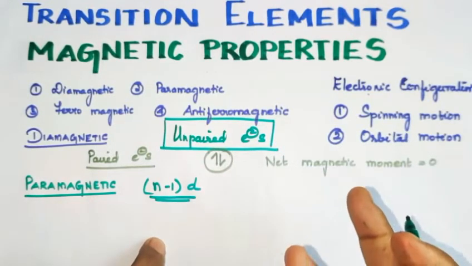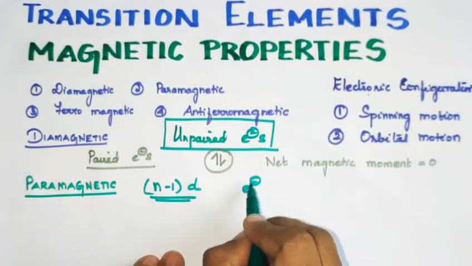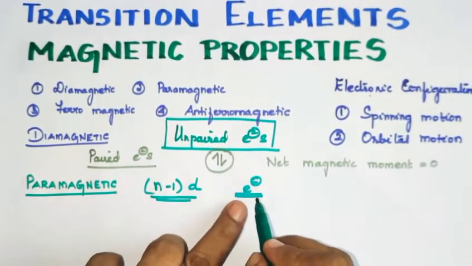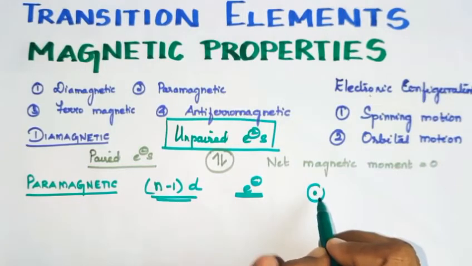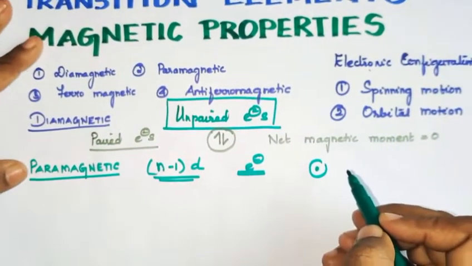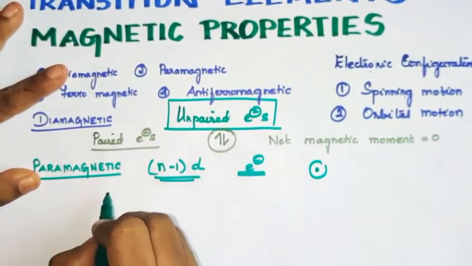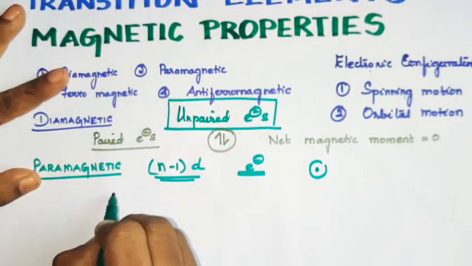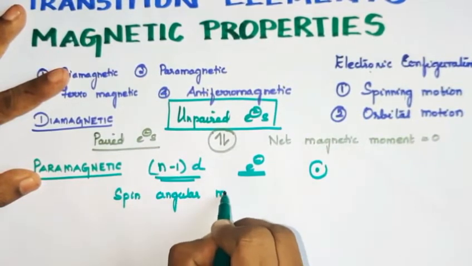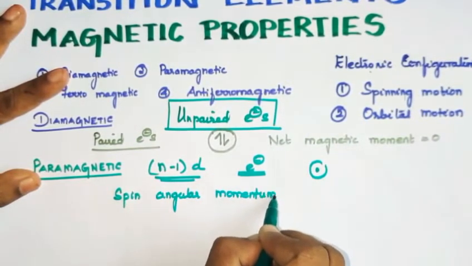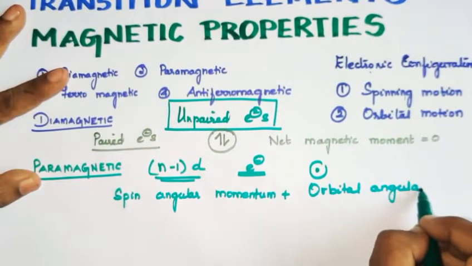So the total magnetic moment is equal to the spin angular momentum. The unpaired electrons are around the nucleus, so there is the spin motion and also the orbital motion. So the total magnetic moment is equal to the spin angular momentum and the orbital angular momentum.